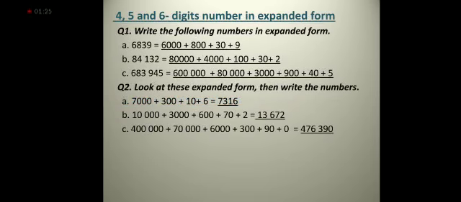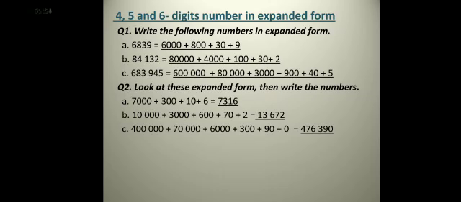4, 5 and 6 digit numbers in expanded form. Question number 1. Write the following numbers in expanded form. A. 6,839. We can write this number as 6,000 plus 800 plus 30 plus 9. Part B. 84,132. In expanded form, we write it like 80,000 plus 4,000 plus 100 plus 30 plus 2.